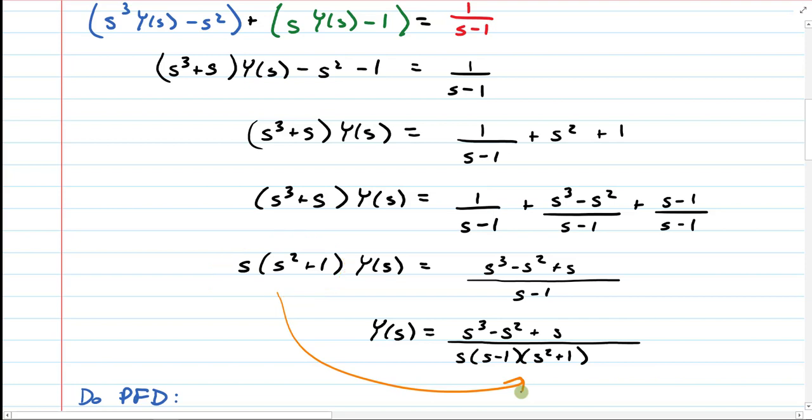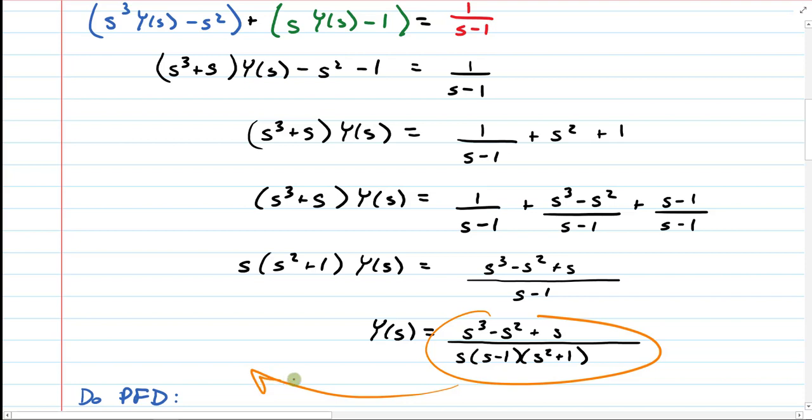And in one sense, I've accomplished my goal. I have solved this algebraic equation for the function Y(s). I have solved it for Y(s) in s space. And all I really need to do is take this answer and bring it back into the t domain by taking the inverse transform. Easier said than done, though, if we don't have computer programs to help us.